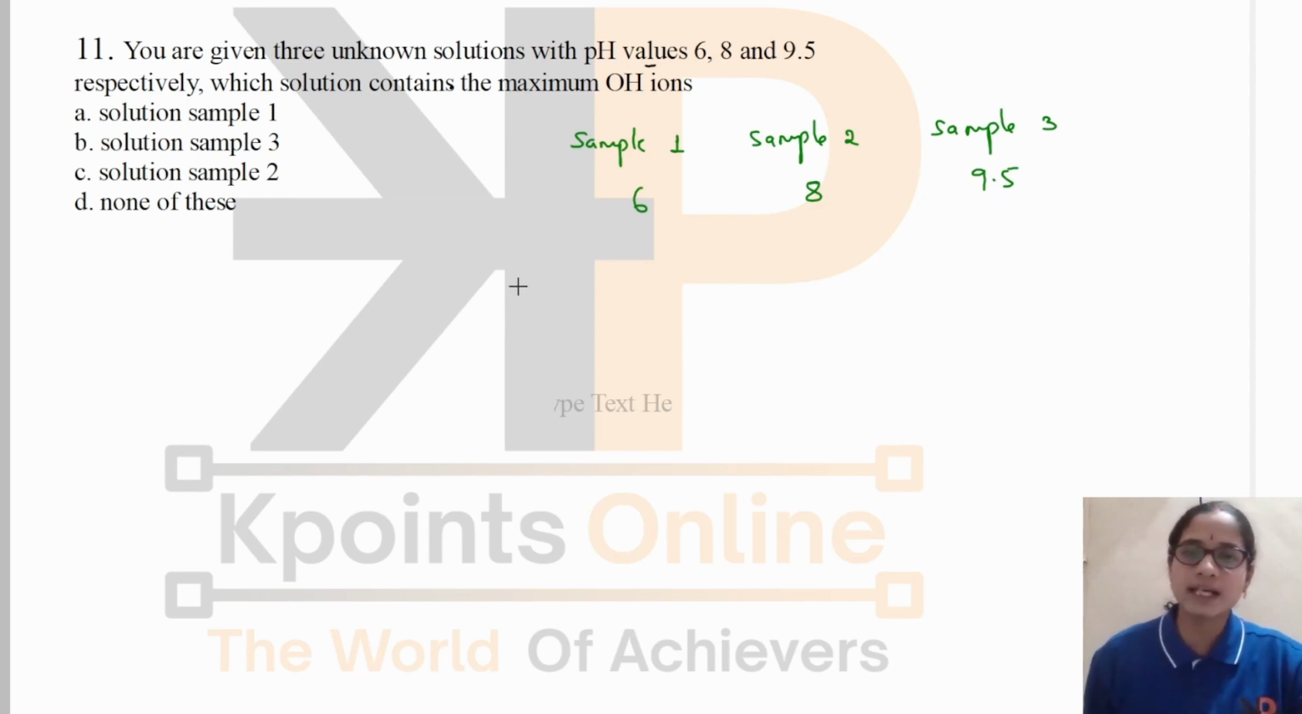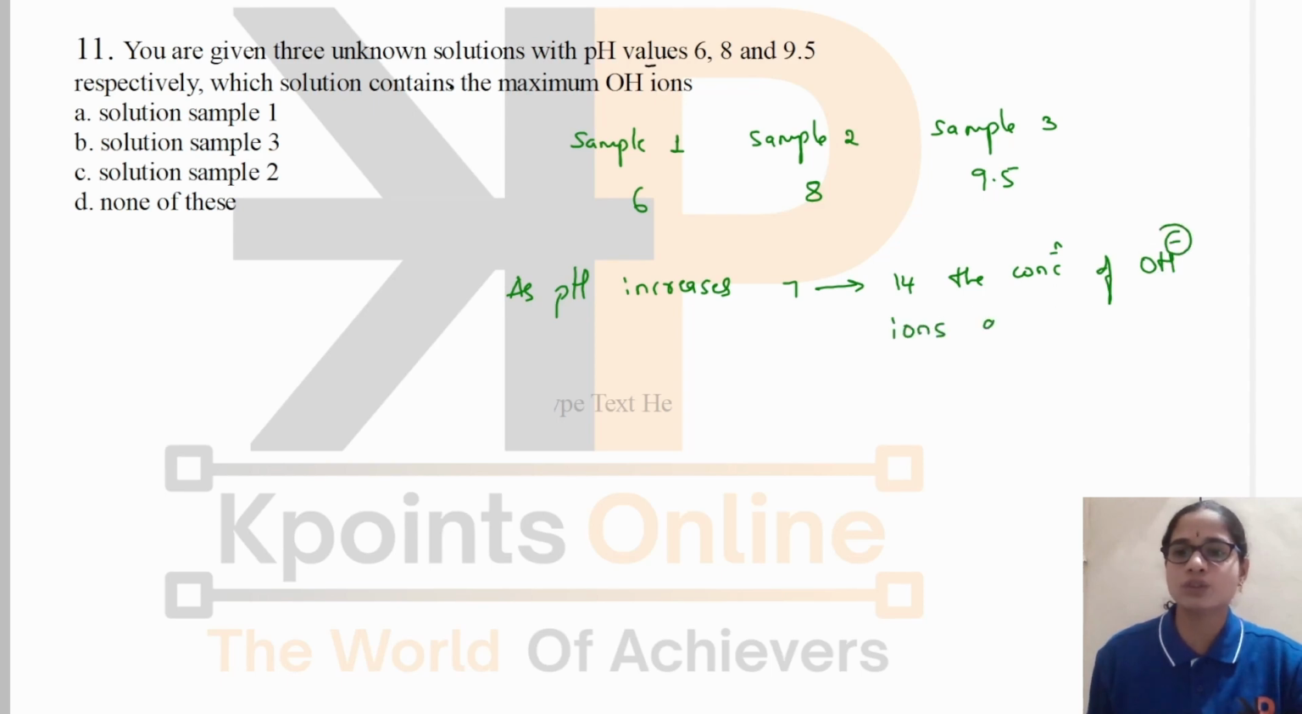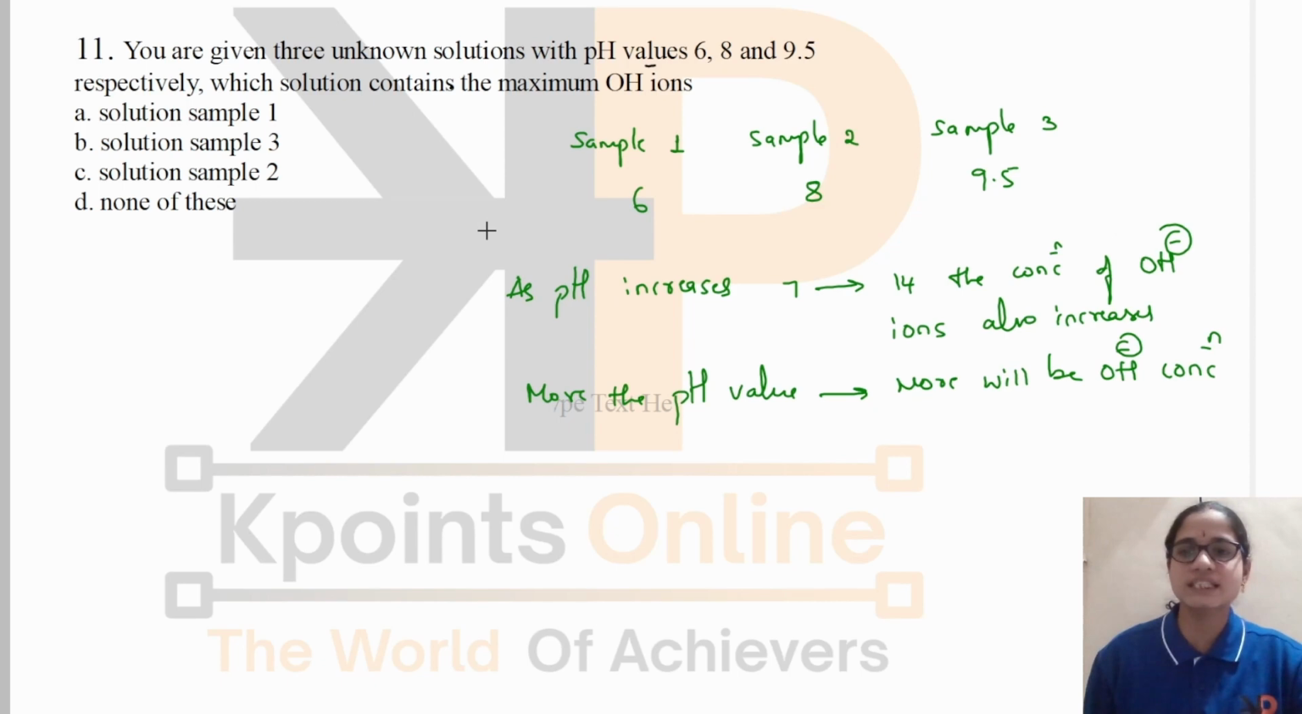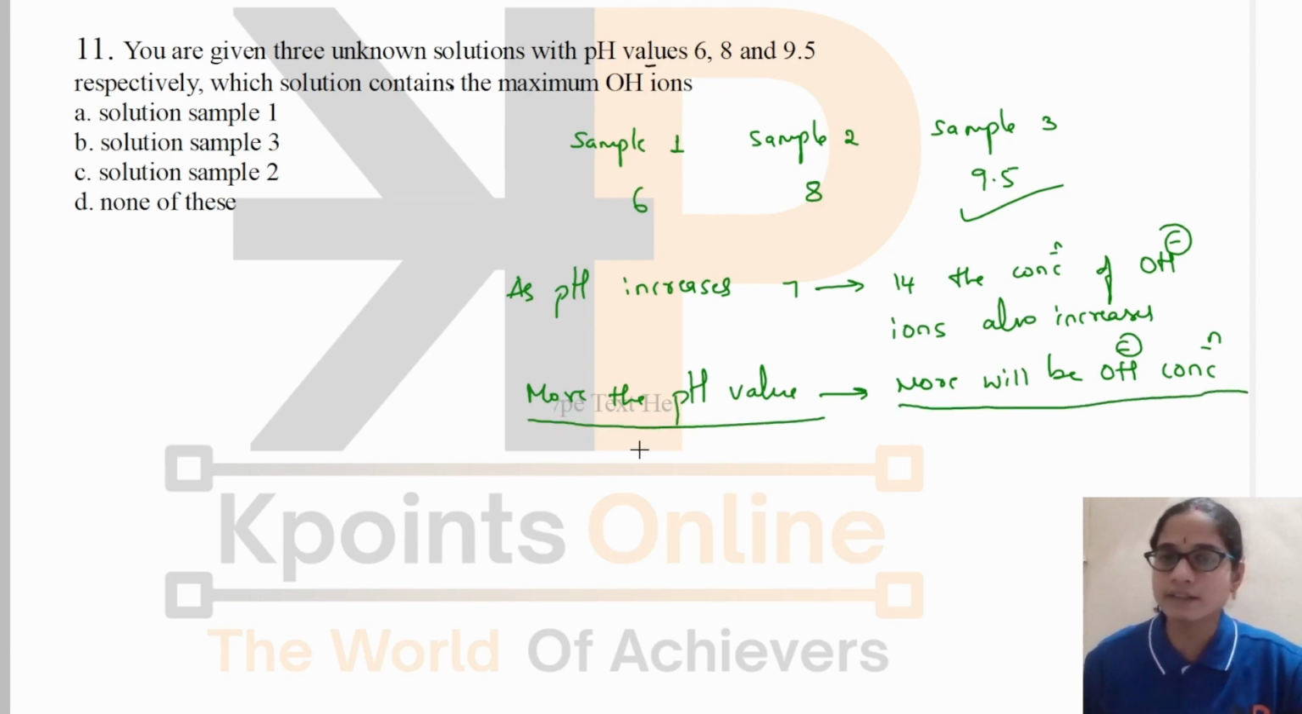As we all know, as the pH value increases from 7 to 14, the concentration of OH minus ions also increases. This means the higher the pH value, the higher the hydroxide ion concentration. So among these, which has the highest pH value? Sample 3 has the highest pH value. So our answer will be B, that is sample 3.